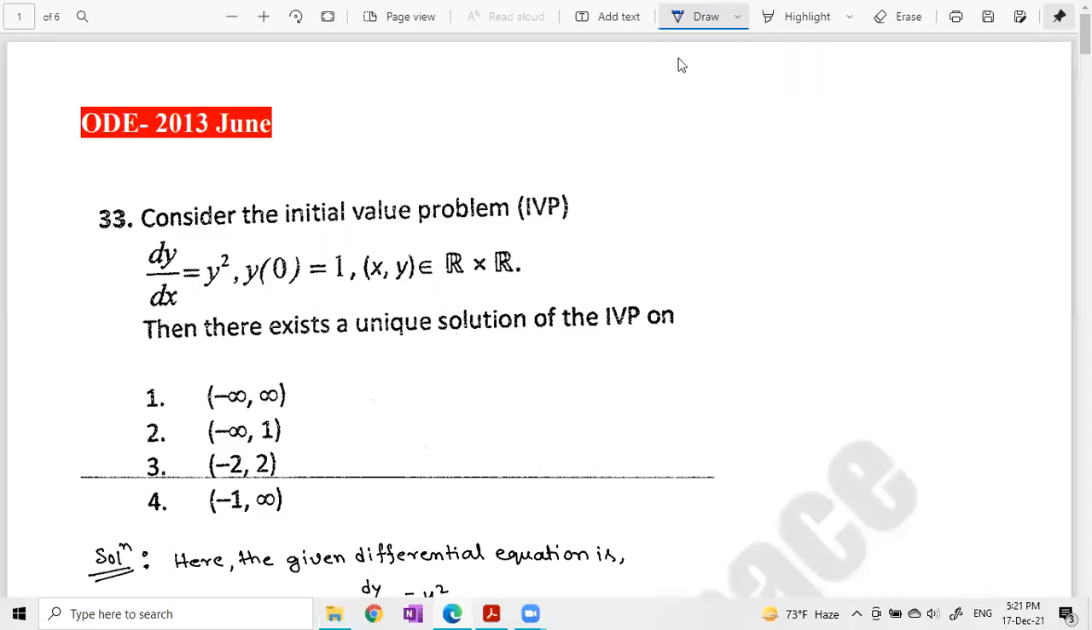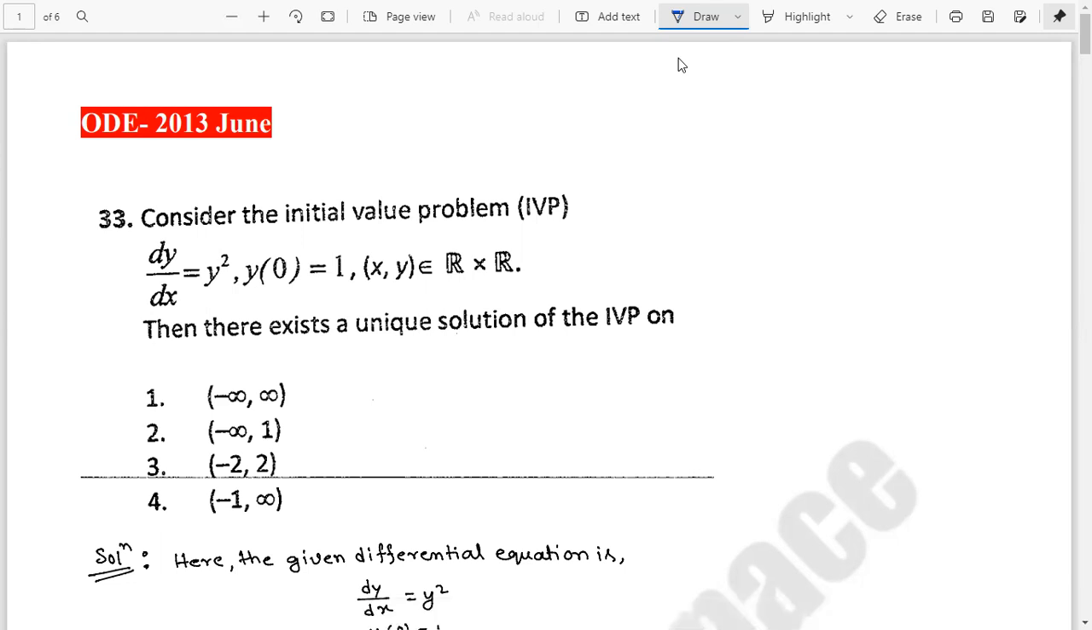Hi, in this video, we will solve all the problems from the ordinary differential equation section which were asked in the 2013 June exam from CSIR NET. So here is the first problem, question number 33. This question is from part B, which means only one option will be correct, and this question is worth 3 marks.